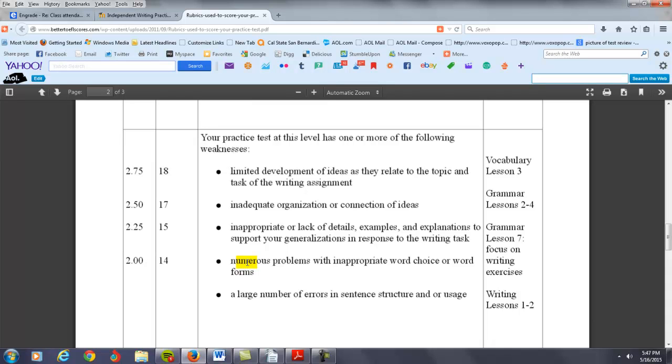You can send them to me, and I will send them over to my teaching assistant, who will score them for you as quickly as possible. And practice makes perfect. It really does. So my recommendation here is you need to work on your vocabulary, which is going to be important. So vocabulary lesson number 3, that's going to be important.